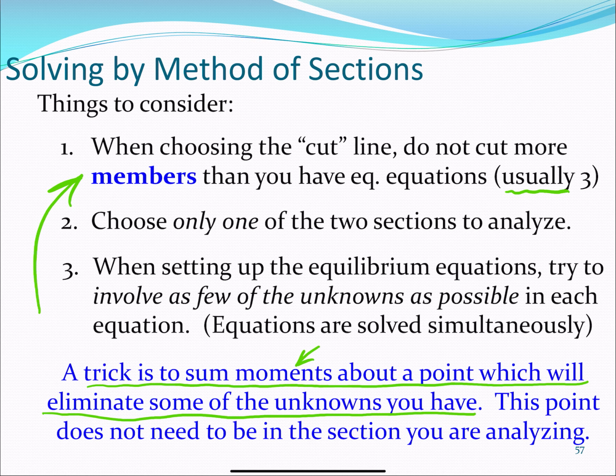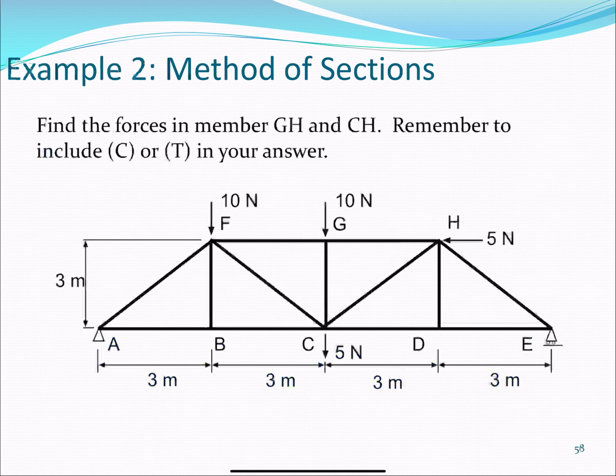That's the trick, right? We have seen that before, in which we choose our point for calculating moments as the point that has one or two forces just crossing through it. We can eliminate them, right? Now, the nice thing is that this point does not need to be in the section you are analyzing. It can be outside, right? That's a nice way of calculating moments. I'll show you an example in a minute.